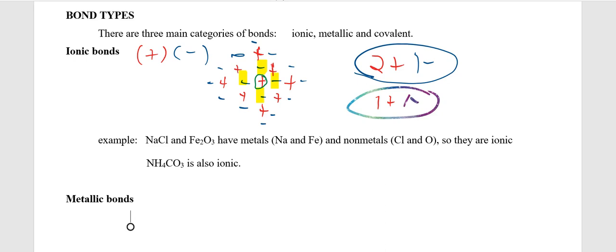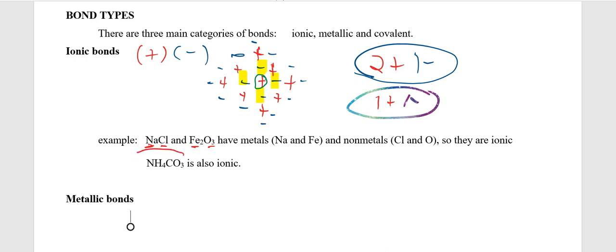More is stronger. The way that you can typically identify an ionic bond is you have a metal with a nonmetal. Typically, metals form cations, nonmetals form anions, and so you get that cation with anion attracting each other.